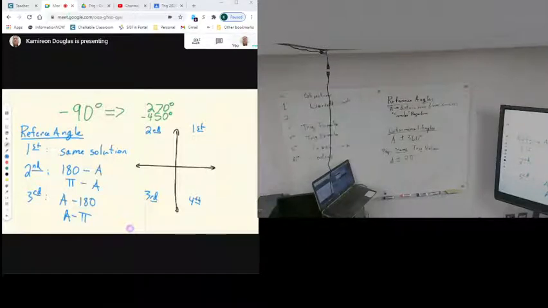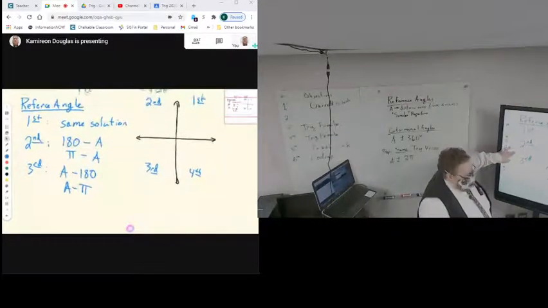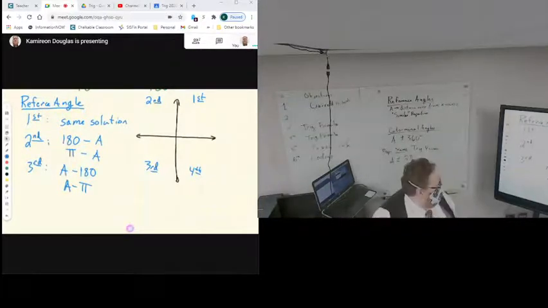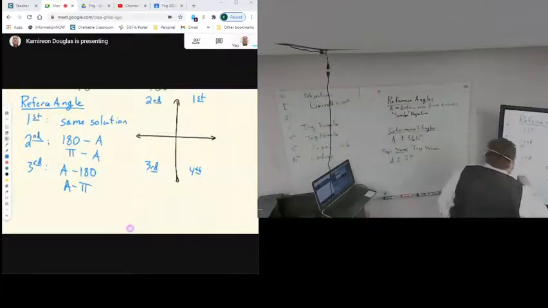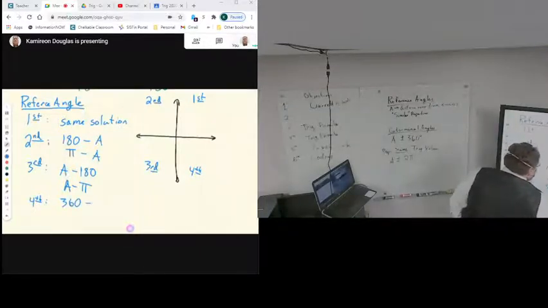Now, fourth quadrant, you'll notice that as we go farther along, these get more complicated. It's because the angles get bigger. There's no good way around that. Last one. Fourth quadrant. Garrett, what did you say? 360. 360? Would it be minus the angle? Yep. Yeah. Or 2 pi minus the angle.